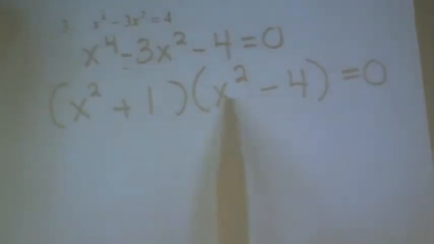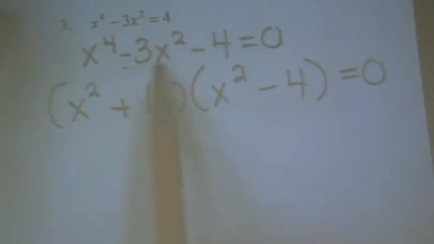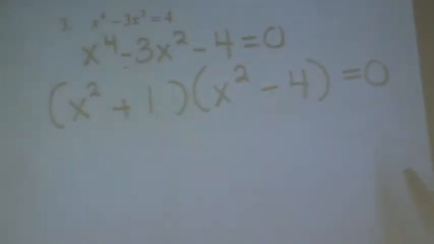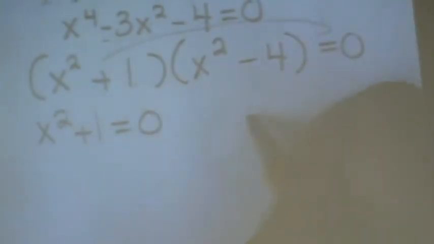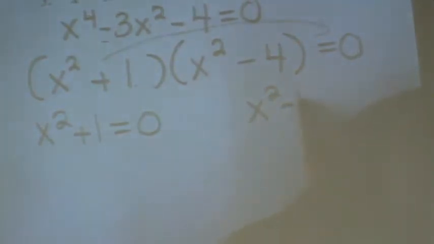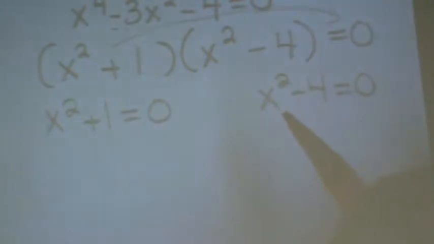X squared times x squared is x to the 4. And then if you FOIL this out, you're going to get negative 3x squared, and 1 times negative 4 is negative 4. Do you guys remember doing this? Okay, now what should we do? We're going to set each of these equal to 0. You're going to say x squared plus 1 equals 0, and you're going to say x squared minus 4 equals 0. Now remember on our chapter test, we took the square root of both sides?